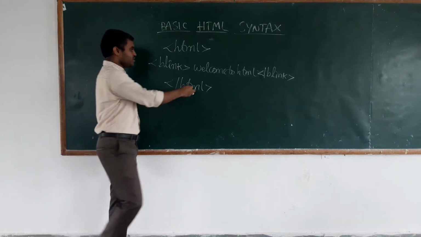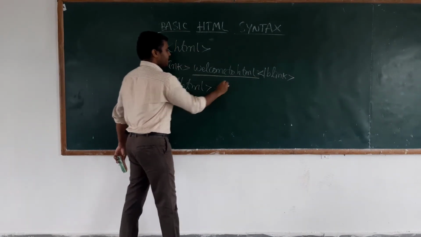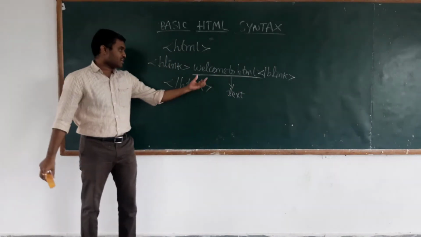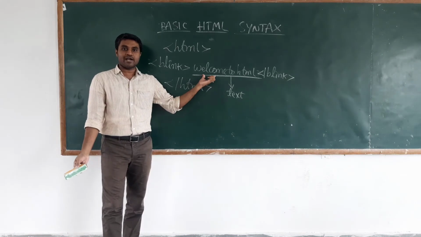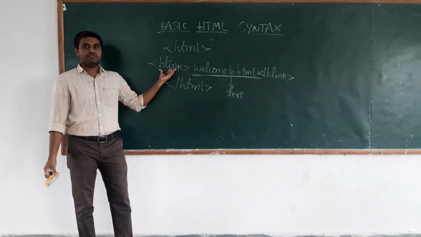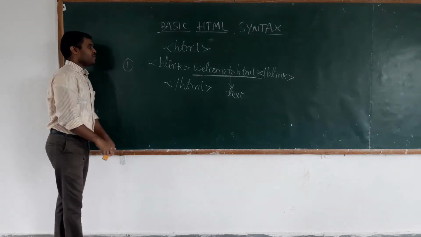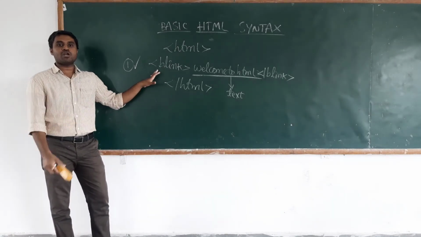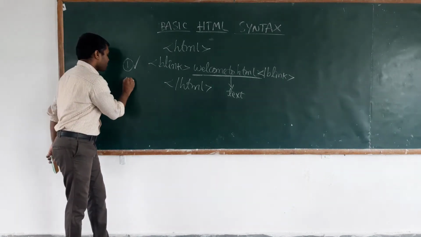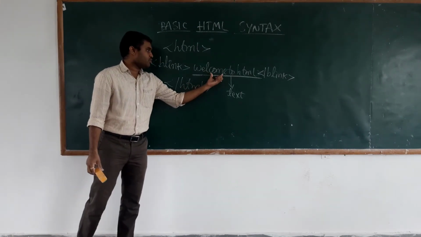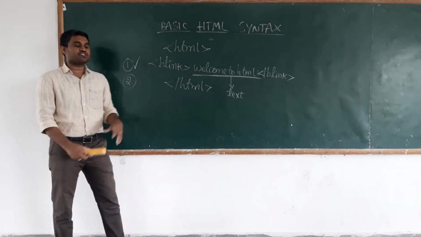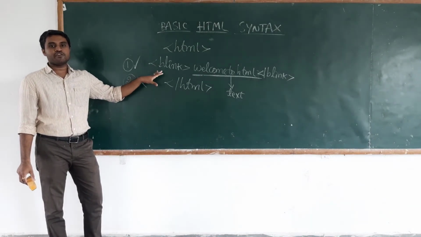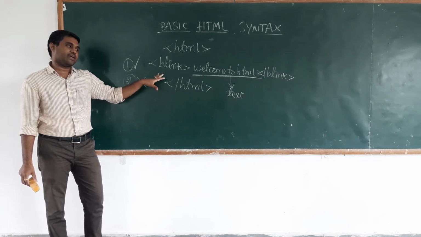If you just see this program, the only text or content present in the program is welcome to HTML. So this text will be displayed as an output, but with some special effects like blink. Actually, the output of this program should be welcome to HTML with some blinking effects. The blinking effects will be displayed on some web browsers. In some web browsers, only welcome to HTML will be displayed, but the blinking effects will not be shown. So the meaning is, the output of your HTML program is always browser dependent.